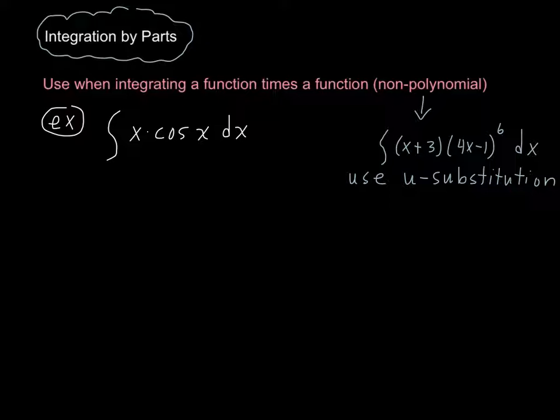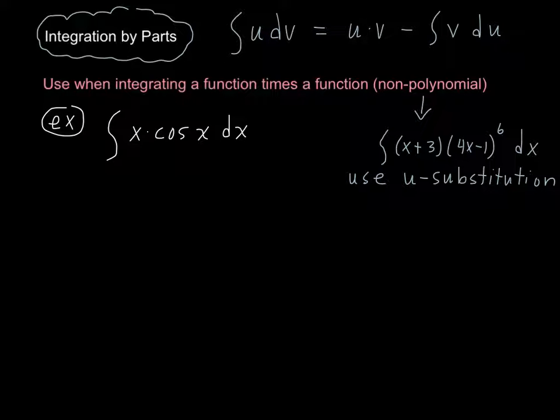All right, so this is when we have a function times a function, and it's not a polynomial. So you see the x times the cosine of x. So here is the formula that you need to memorize for what we call integration by parts. Okay, so let's jot it down. All right, so there we have it. We have the integral of u dv, so there's a mismatch there of letters. That is going to equal the product of u and v minus the integral of v du.